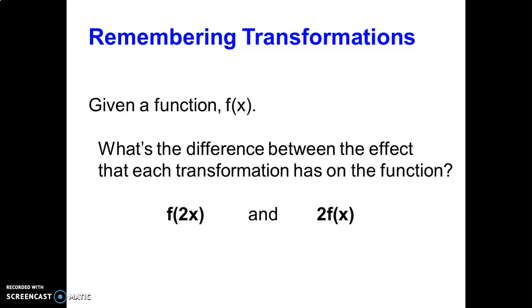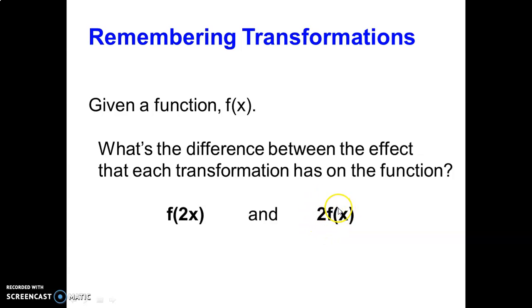To begin, here's a question. What's the difference between the effect that each transformation has on a function? So we have a function f of x, this transformation has occurred, and this one has occurred. What's the difference? Okay, so if you thought back to what you know about transformations, you may remember vertical and horizontal dilations.